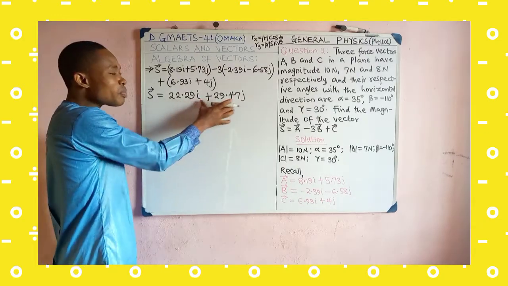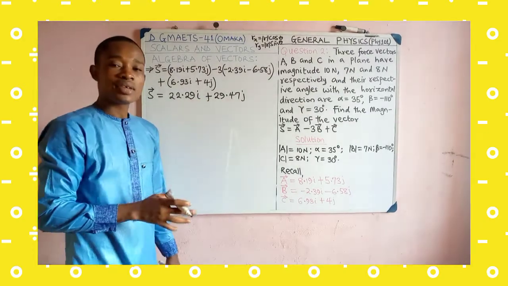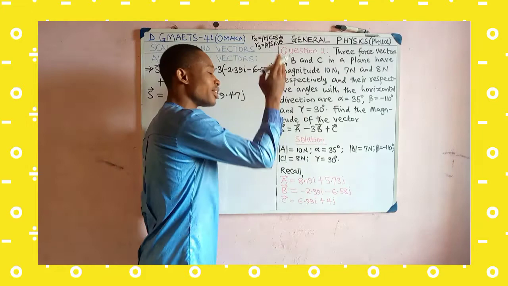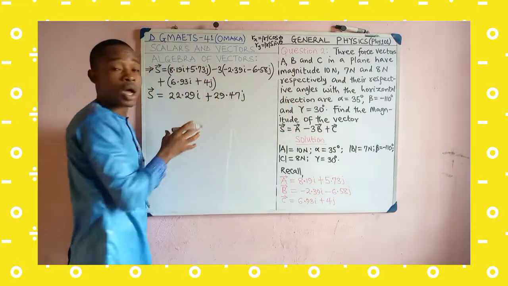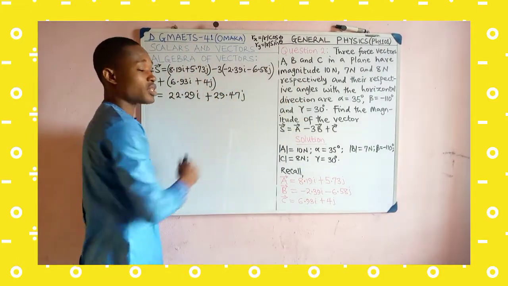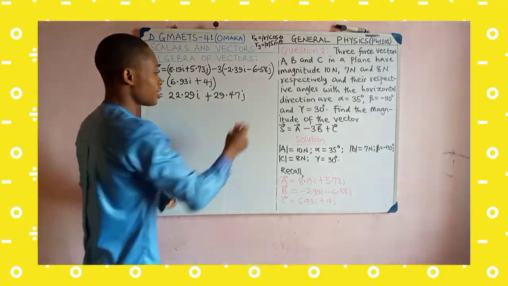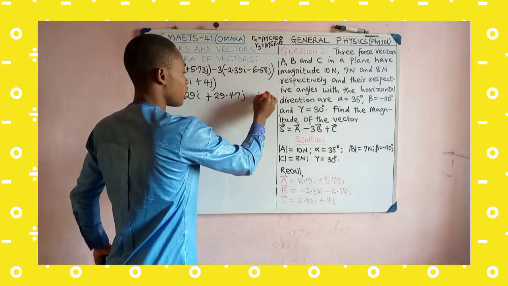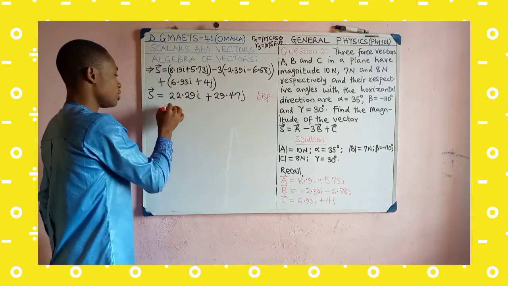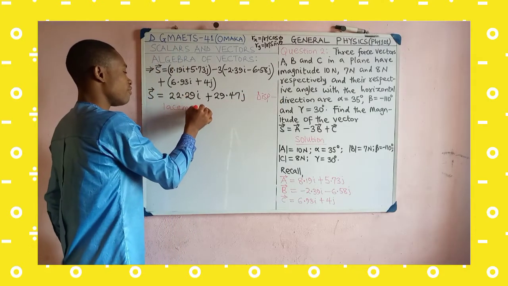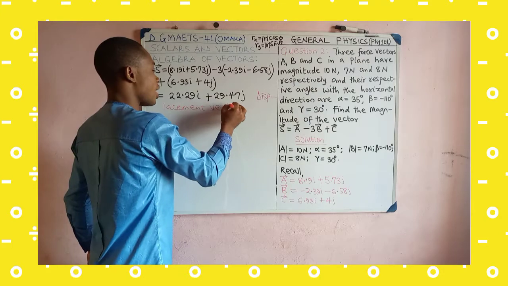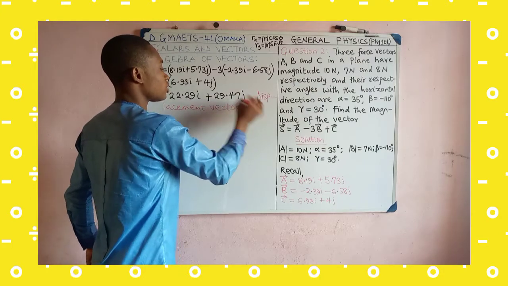We can now obtain the magnitude of S. This is displacement vector S. So for this question, if we're asked to get the displacement vector, this is where we stop. That is the displacement vector S. We'll stop here. Is that okay? So take note.